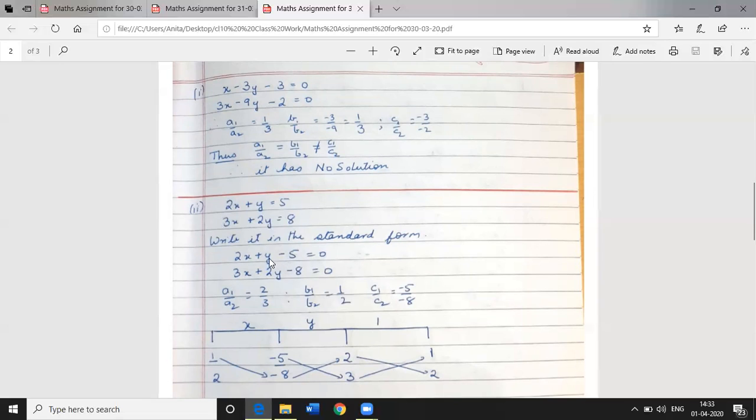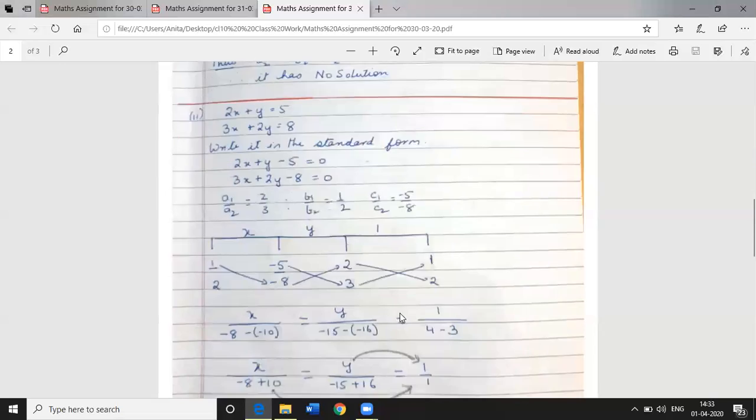Put all the values on the left hand side: 2x plus y minus 5. Take the minus 8 also this side. Now this is in the standard form. So then write down what is your a1 by a2? 2 by 3. b1 by b2 is half. c1 by c2 is minus 5 upon minus 8. You have to keep the minus as it is. Don't cancel it here now.